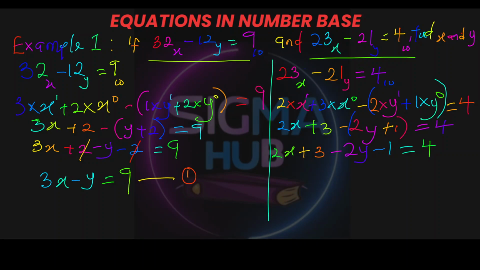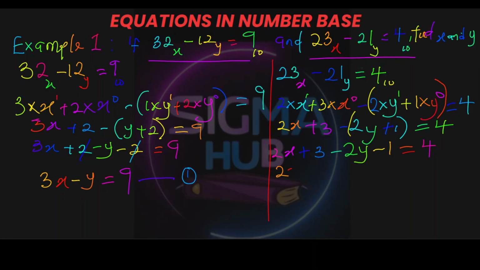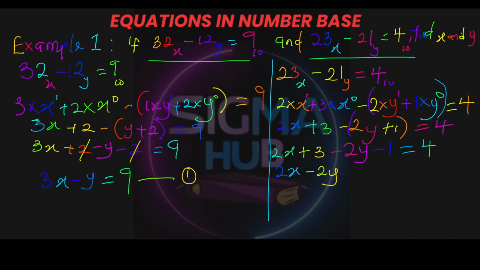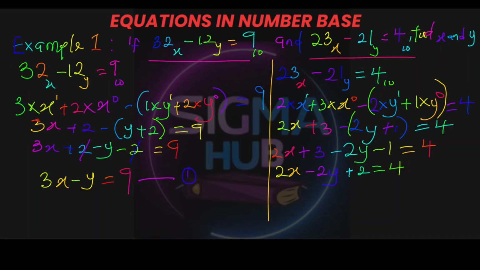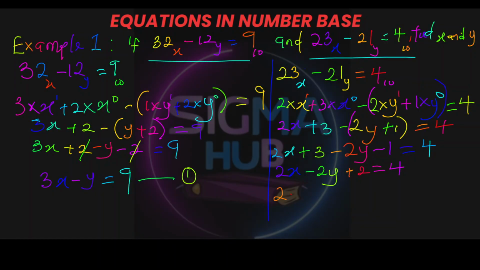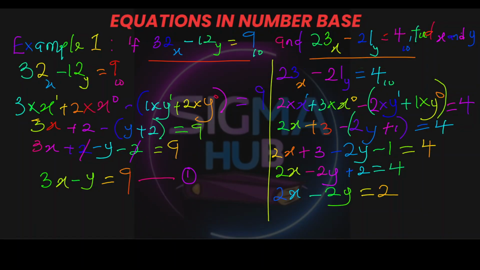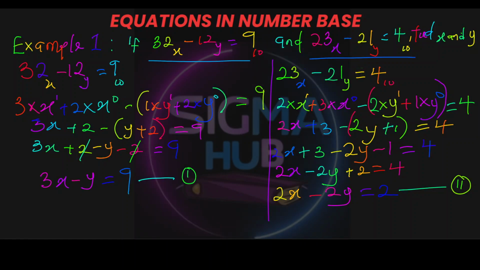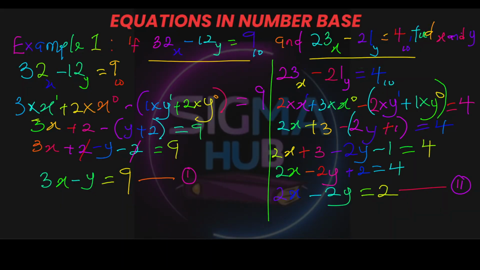So from here, we know that 3 minus 1 is 2. So we have 2x minus 2y plus 2 equal to 4. But when we collect like terms, bringing 2 to the right hand side, it becomes 4 minus 2. And 4 minus 2 is going to give you 2. So we have 2x minus 2y equal to 2, which is equation 2. We can still use 2 to divide all through to make the equation in a simple form.